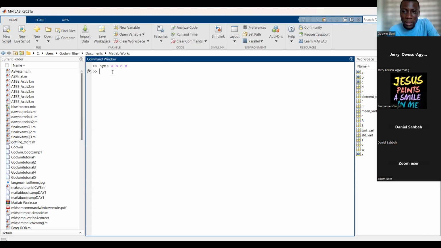If it works, then it means that you can continue. But when you type syms A, B, C, D, X, or syms D, G, whatever, symbolic math, and it gives you an error, it means that you have to install the symbolic toolbox. You have to get the package for it on your MATLAB before you can run such computations. Do we get what's going on? Okay, so I hope we can continue now.